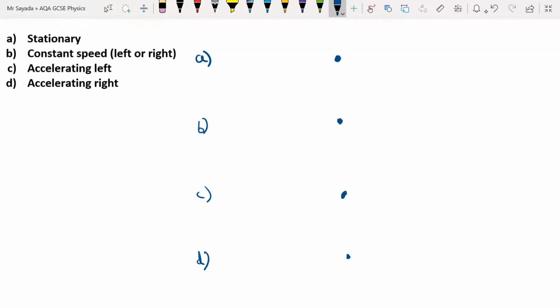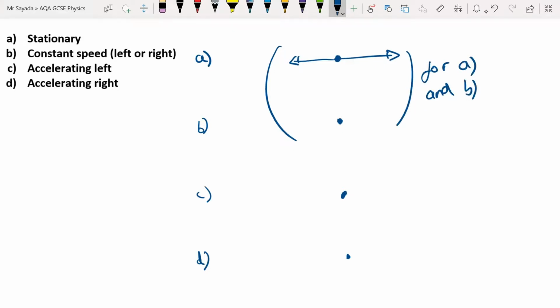You should have now done these examples. For question A, you should either have no forces or you should have two equal and opposite forces. They could be labeled with numbers or they could just be arrows the same size. For B, it's the same as A. So either there's no forces at all or there's equal forces in opposite directions. So both of these are acceptable for A and for B.